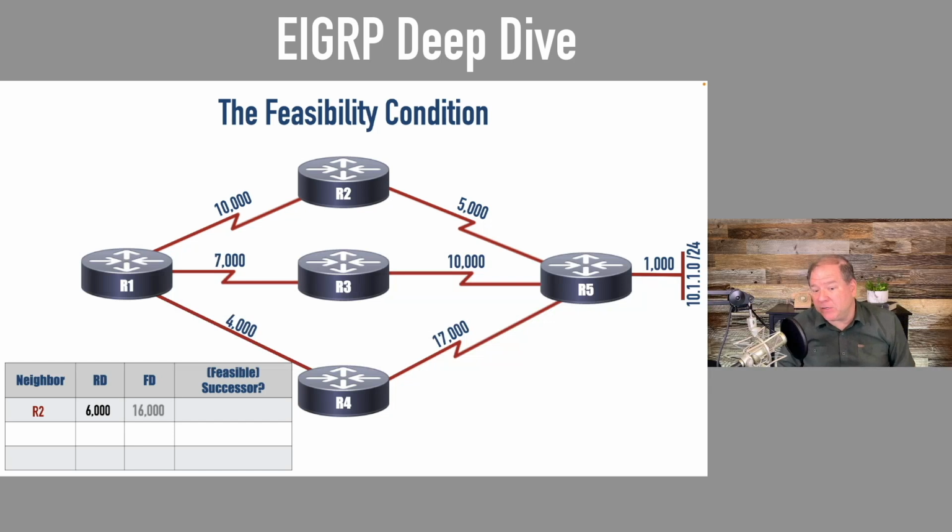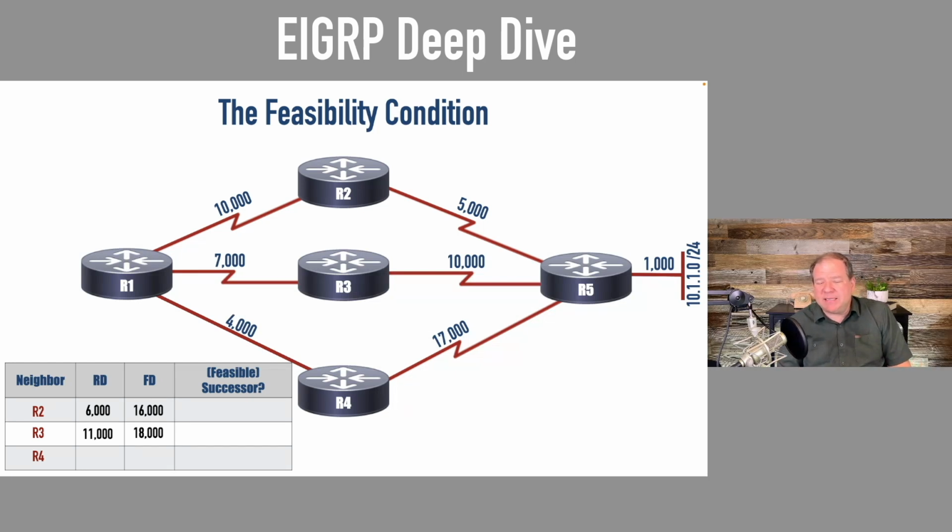It's going to cost me 10,000 to get to R2, so the total distance, in other words, that 10,000 to get to R2 plus R2's reported distance, 10,000 plus 6,000, is going to be 16,000. What about R3? Well, R3 has a reported distance of 11,000. It's going to cost me 7,000 to get to R3, so 7 plus 11, that's going to be a feasible distance of 18,000. And finally, R4, oh wow, it's a slow link there, it looks like, or a saturated link possibly.